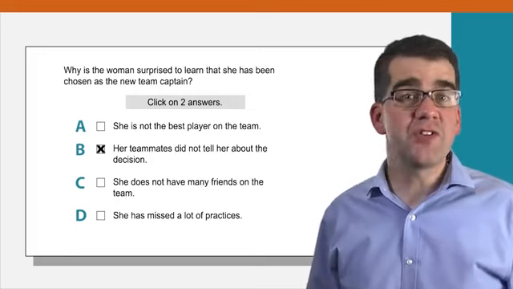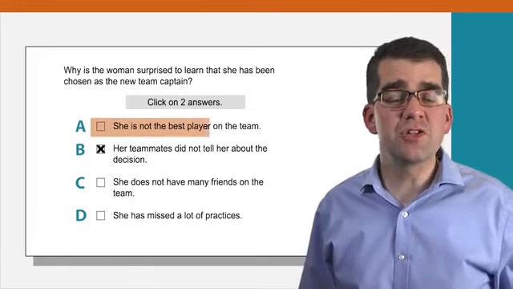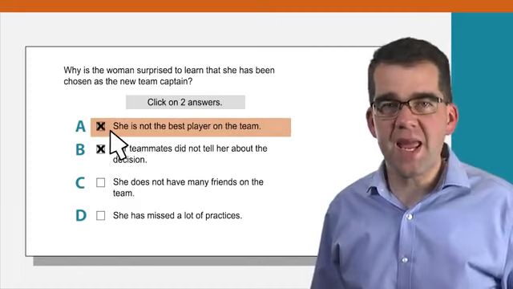By saying someone else on the team is a better player, that means that she is not the best player. So A is the other correct answer.